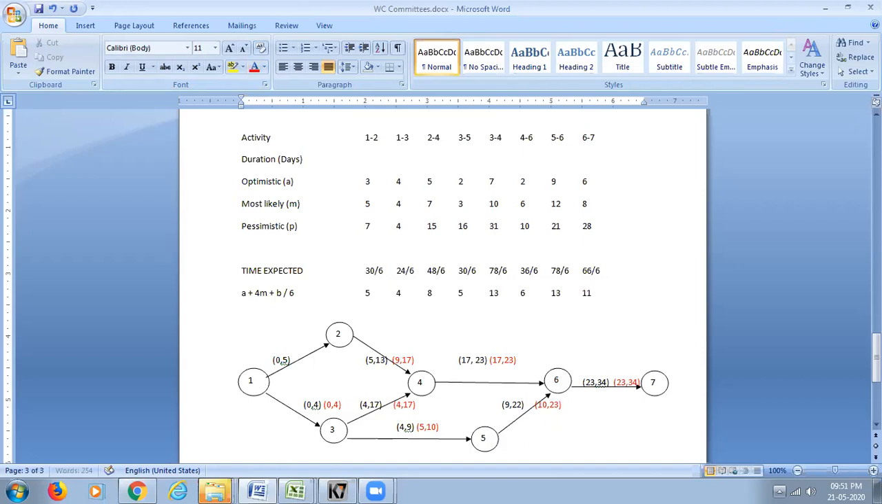So now you are more or less on the verge of completing this, because the last one is 1 to 2. So this 9 should come over here. Then 9 is the starting time. That should be the finishing time. So 9 minus 5 is 4.